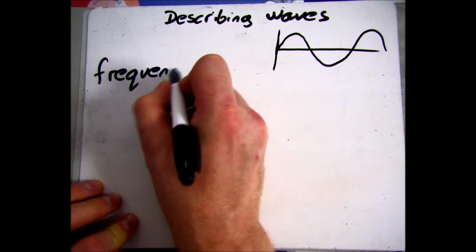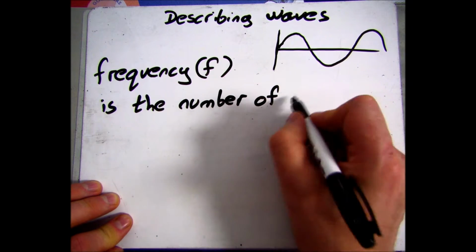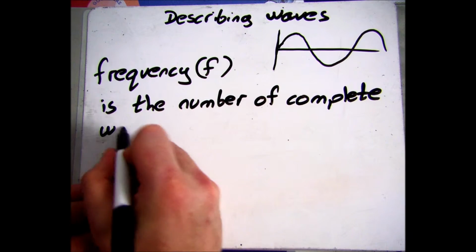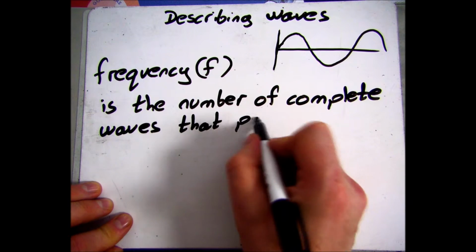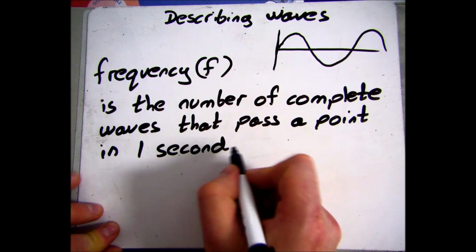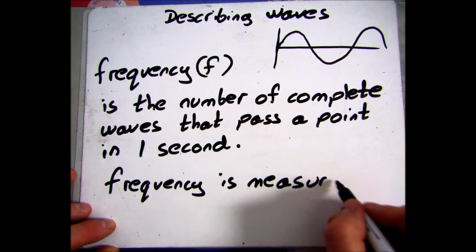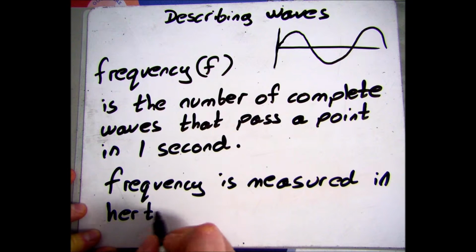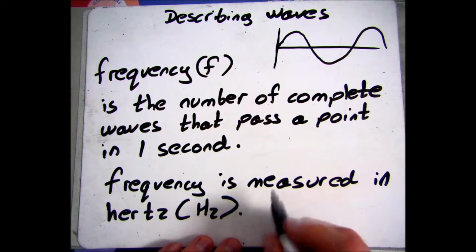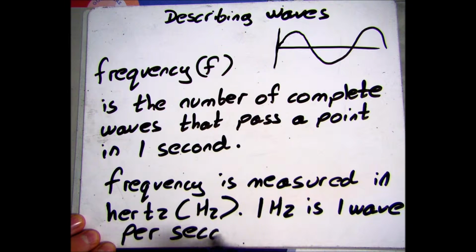And frequency is just the number of complete waves passing a point every second. So if 100 waves pass a point in 1 second, the frequency is 100 hertz. Hertz there is the unit of frequency. We can write hertz or we can represent it as Hz. But frequency is just the number of complete waves passing a point in 1 second.